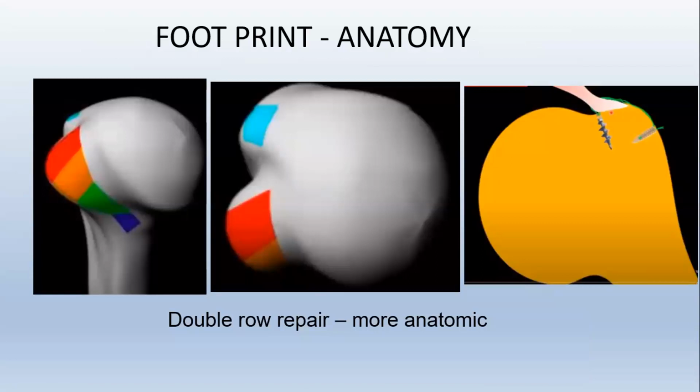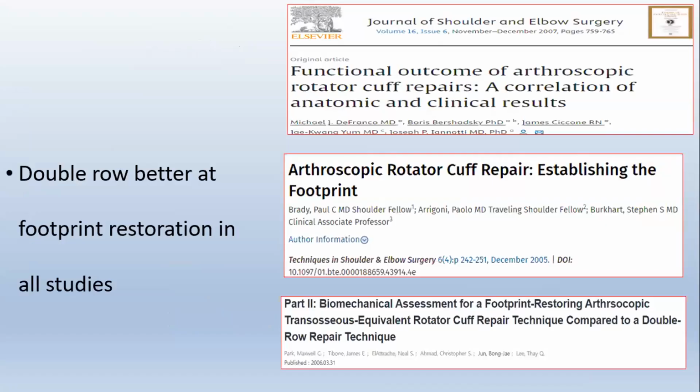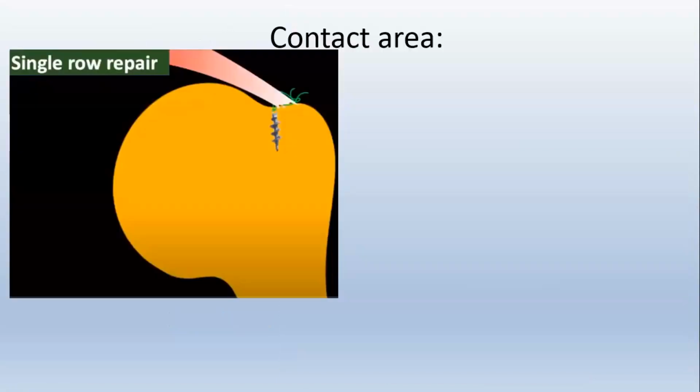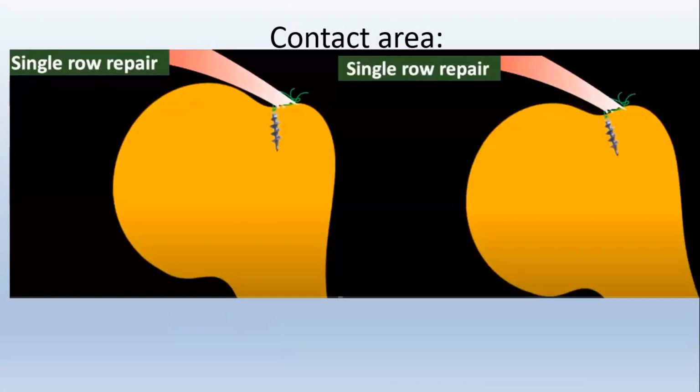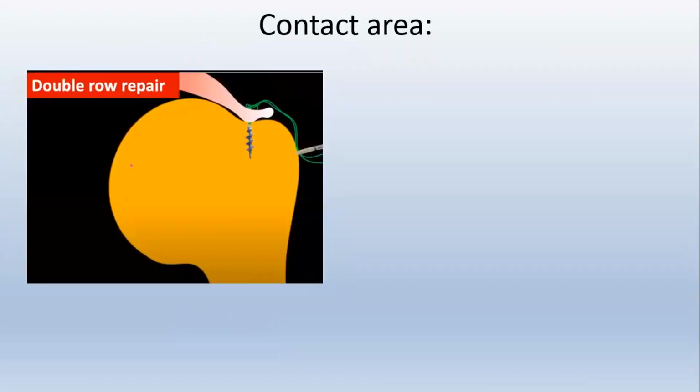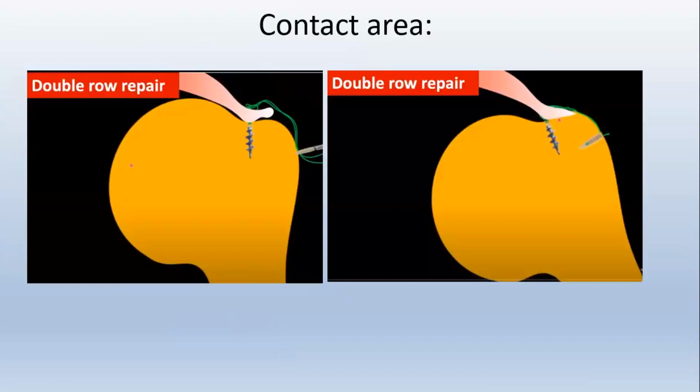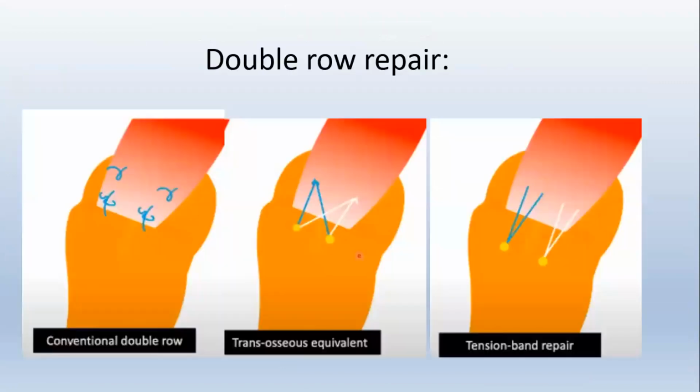So coming to the double row repair, it is found that it is more anatomic, and many studies from 2007 to 2020 prove that double row has better footprint restoration. Because the contact area in single row is minimized during abduction, whereas in double row stitches the contact area and footprint is more integrated. Many types of suture can be done in double row repair technique: conventional double row, trans-osseous equivalent, that is speed bridge, or tension band repair.